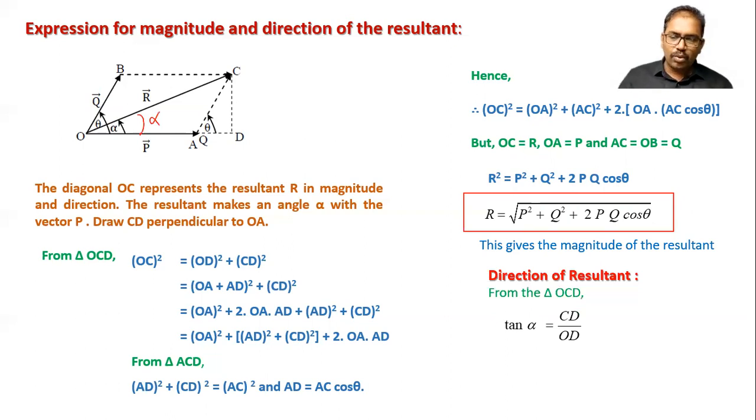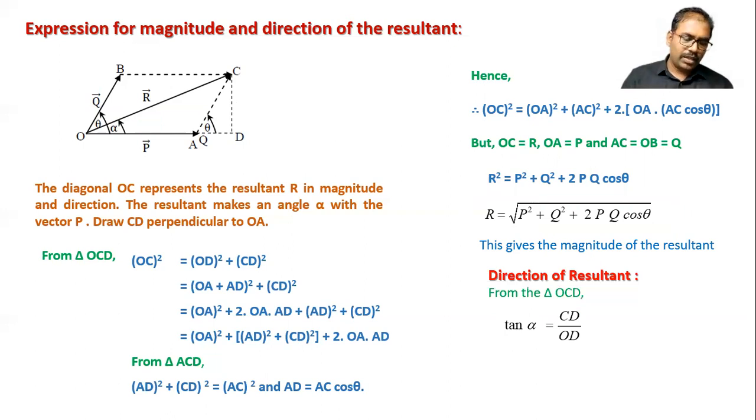So from this triangle OCD, refer to this triangle O, C and D. In that triangle, tan alpha is equal to, tan means opposite side CD divided by adjacent side OD. Again this OD we can write as OA. This Q is not here, it's a printing mistake. So we can write OA plus AD instead of this OD.